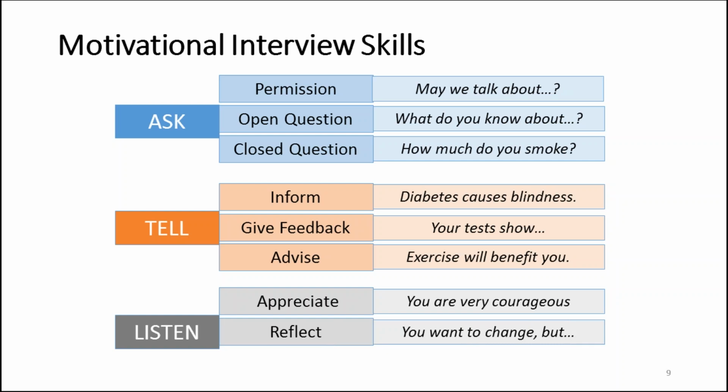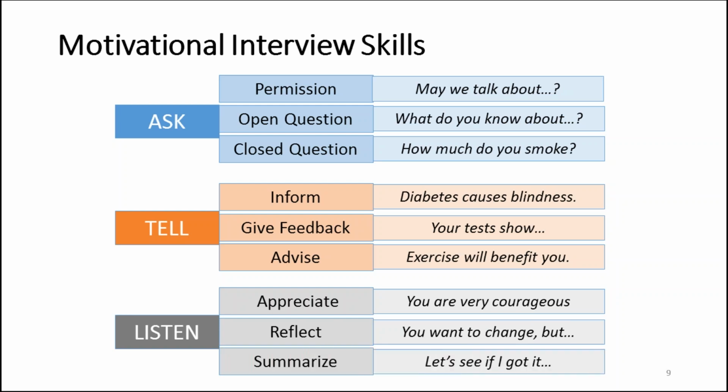And this is reflecting the ambivalence. You want to change, but on the other hand, you really don't have any idea how you might change. I hear you say this, but you'd want to do that. It's reflecting the ambivalence. And lastly, a skill that we use frequently is summarizing. Periodically throughout the motivational interview, we'll ask, let me see if I got it. Let me see, this is what you're saying here, and this is what's happening there.